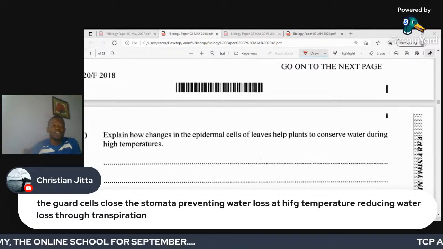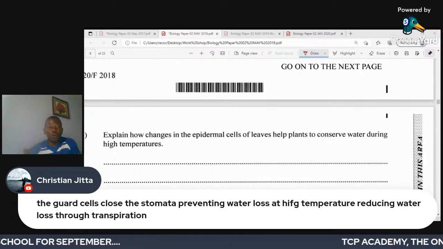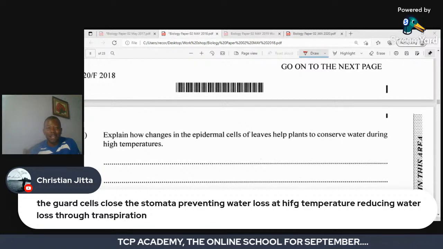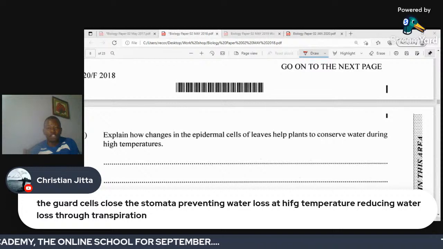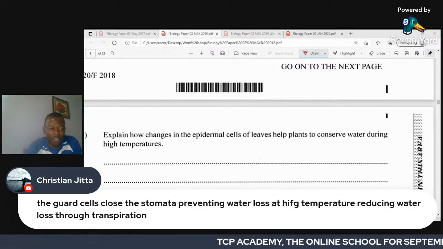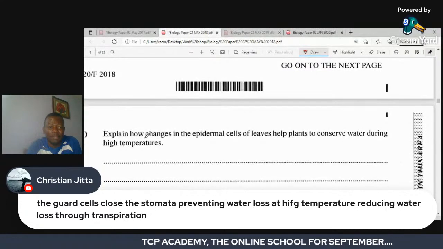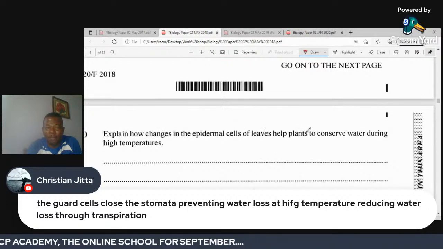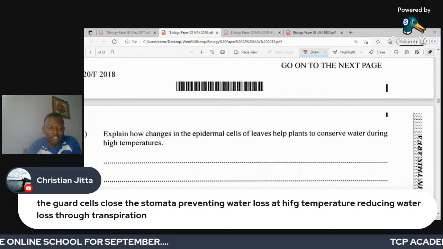All right. So the guard cell closes the stomata, preventing water loss at high temperature, reducing water loss through transpiration. But remember, let me just check the question before I say what I have to say. Explain how changes in the epidermal cell of a leaf help plants to conserve water during hot temperature. Okay.